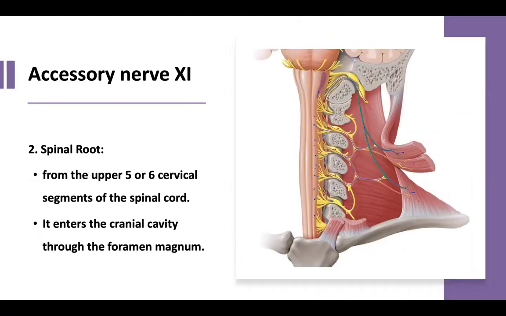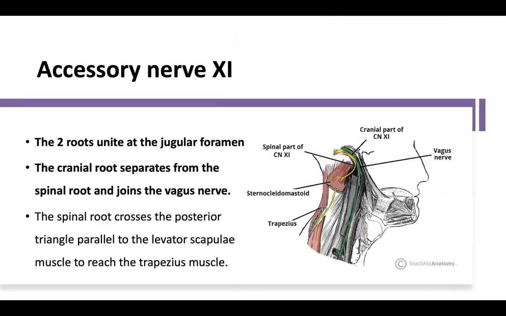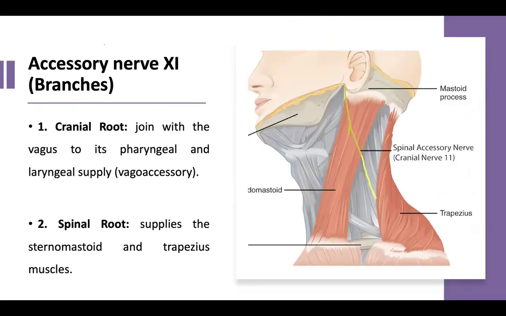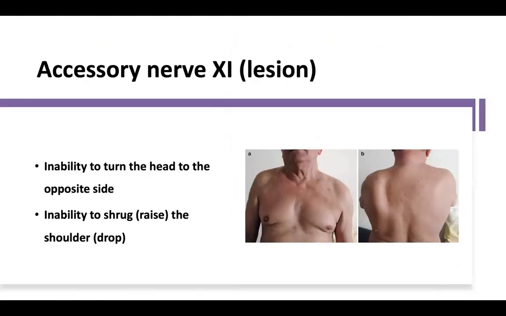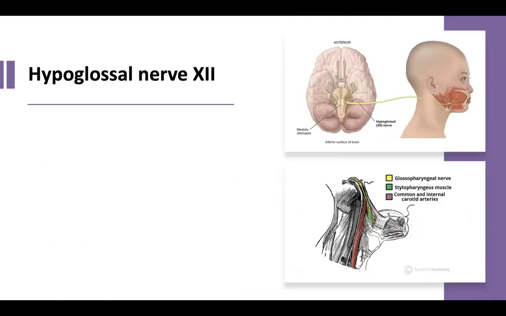Accessory: cranial and spinal parts unite together and separate after exiting from the jugular foramen. The spinal part supplies the sternocleidomastoid and the trapezius, which is very important for turning the face to the opposite side and elevating the shoulder. But the cranial part will be in the fibers of the vagus. As we see here, this is a drop shoulder and also inability to turn the face or the head to the opposite side.